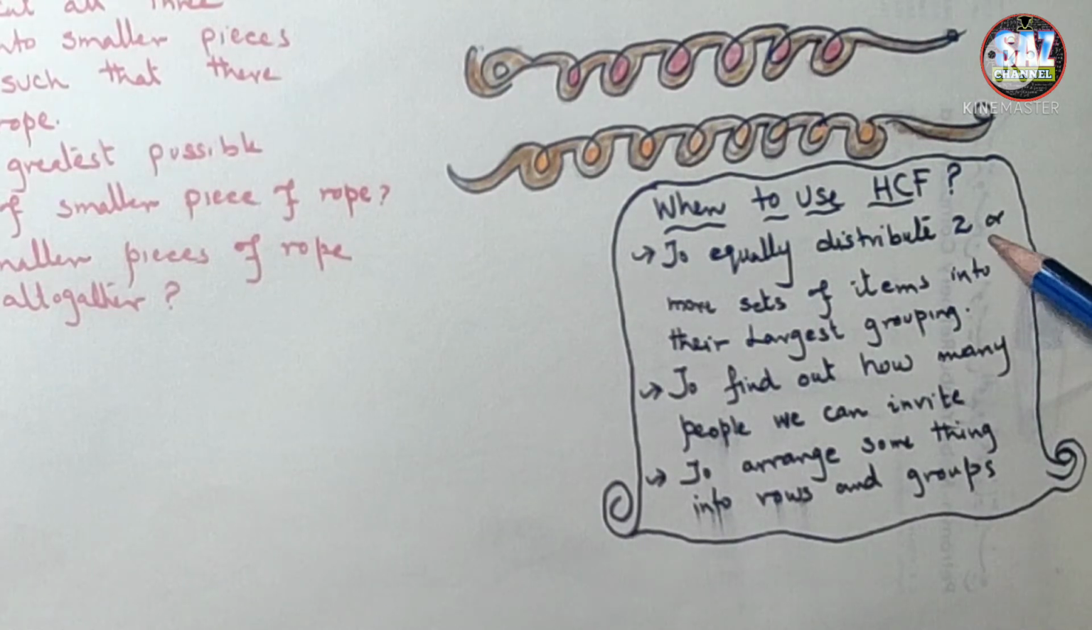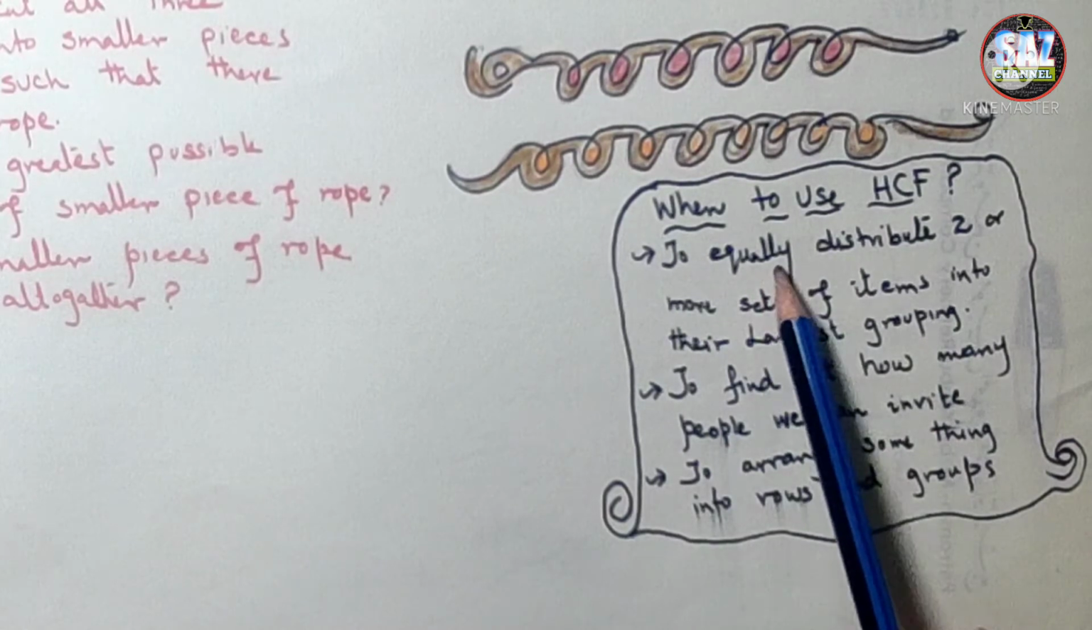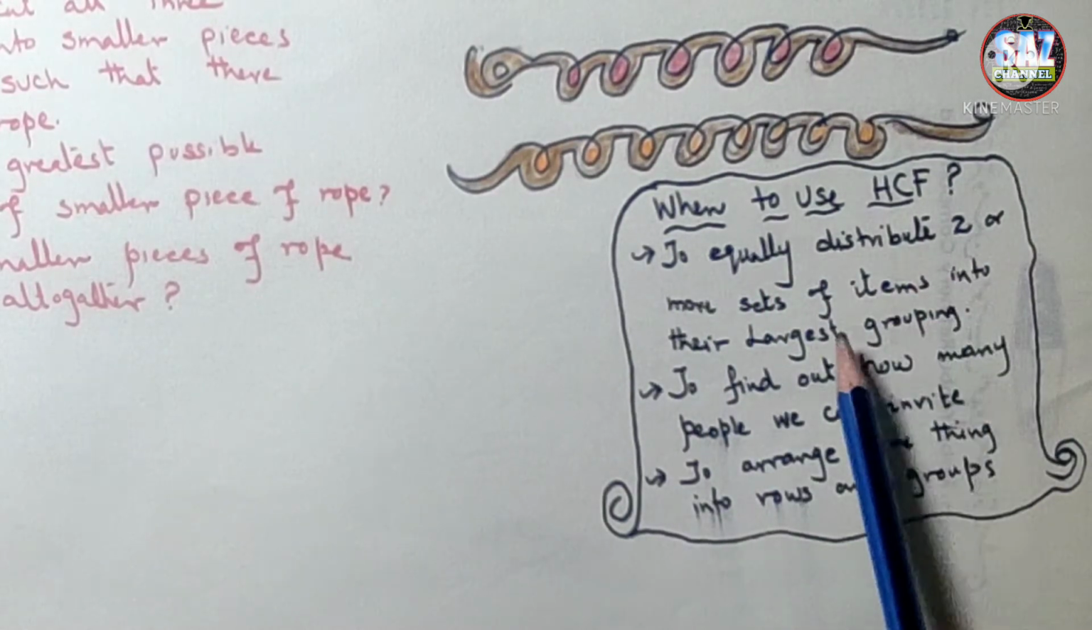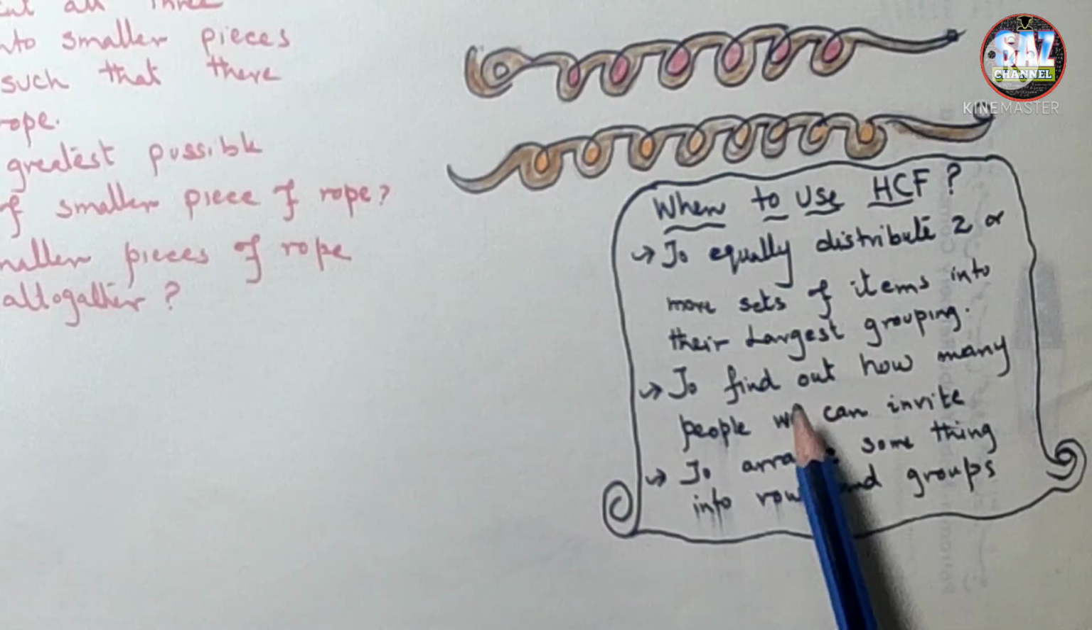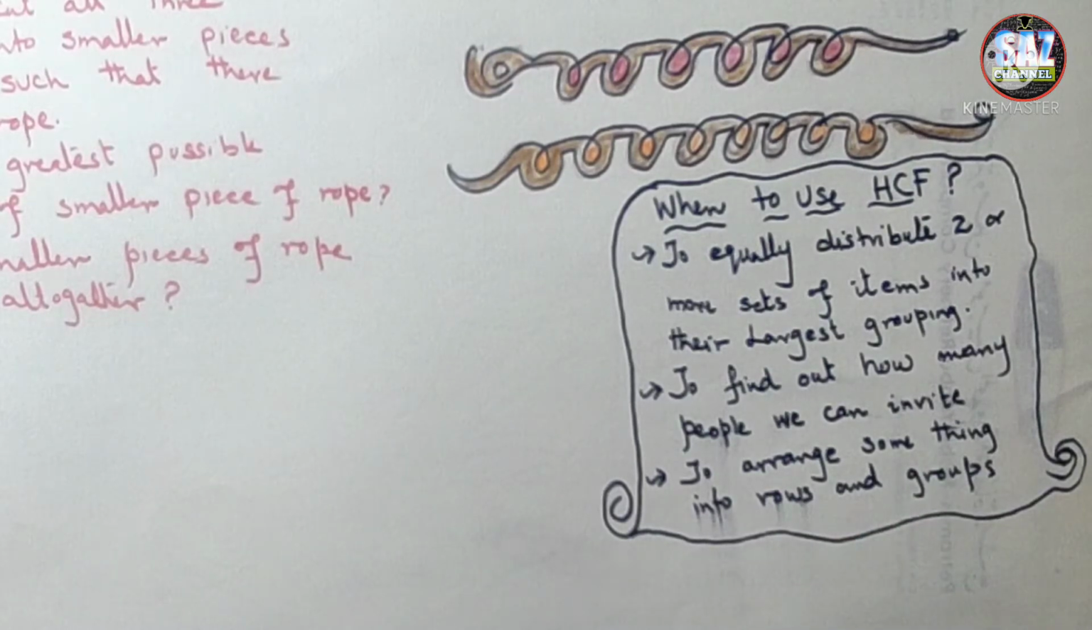How to decide that whether we have to find the HCF or LCM, we have to see that whether we need to divide equally 2 or more sets of items into the largest groups, or we need to find out how many people can we invite, or how to arrange some things into rows and groups.